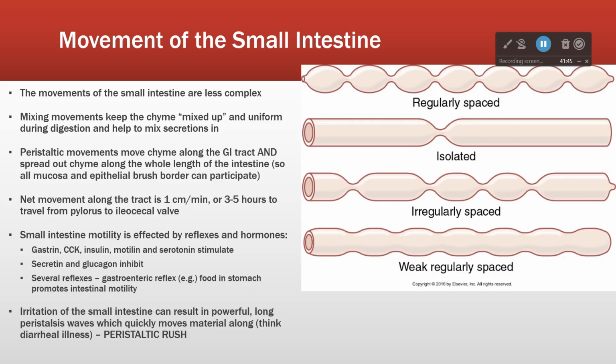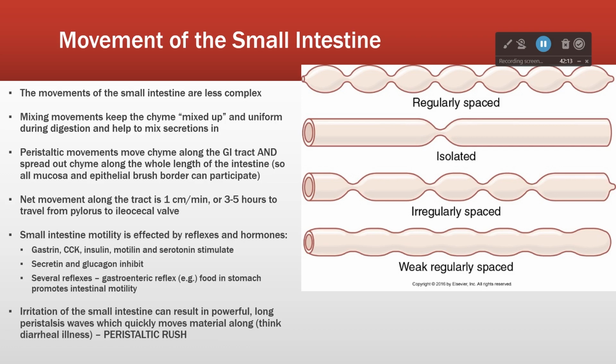Now, into the small intestine. This we sort of already talked about, right? So we have mixing movements, segmentation movements, and then we have peristaltic movements. Normally, motion through the GI tract is about 1 centimeter per minute, or about 3 to 5 hours from pylorus, end of stomach, to ileocecal valve, start of large intestine, right? So that's the typical transit time.